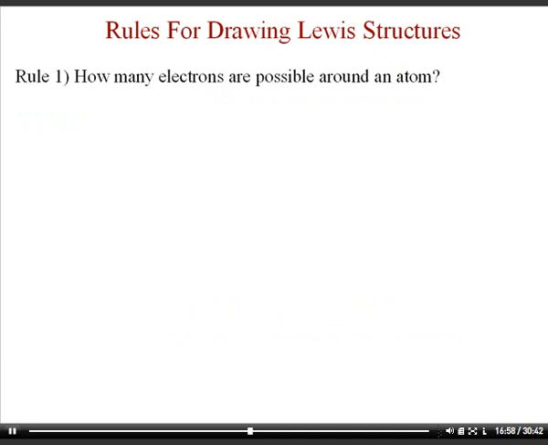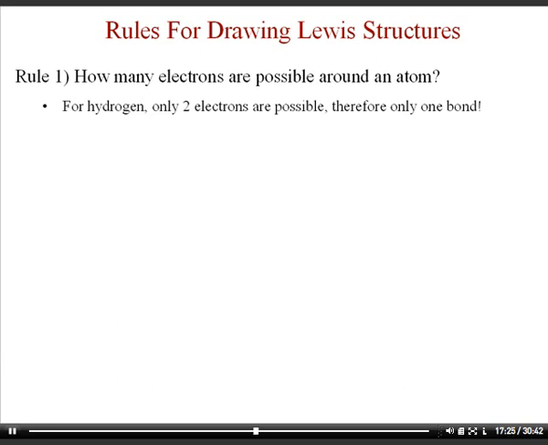Now we're going to have rules for drawing Lewis structures. There are a lot of rules that I'm going to go through on the screen, but you really can't get a grasp of the rules until you do the practice problems in class. So this PowerPoint presentation really doesn't give it justice on how to draw Lewis structures, and I don't have any examples in the slides. So I'm just going to go through the rules and hope you're in class when we're doing the practice problems. So rule number 1 for drawing a Lewis dot structure would be how many electrons are possible around an atom.